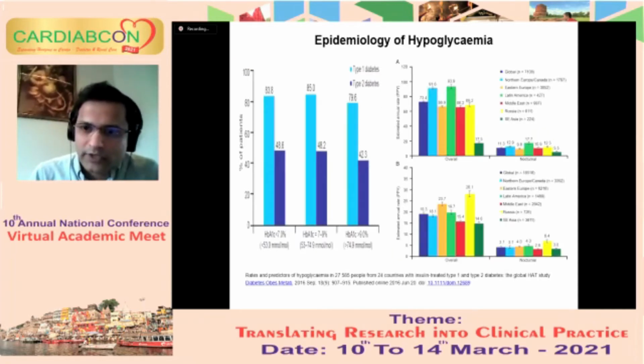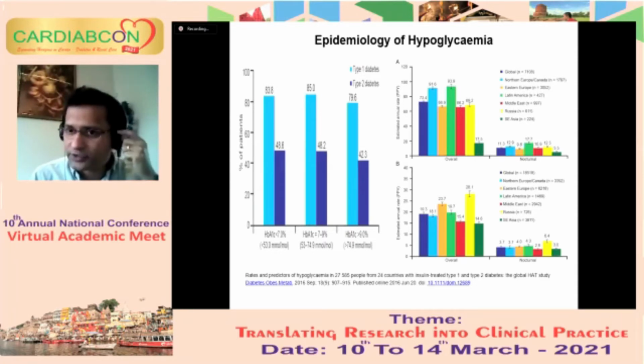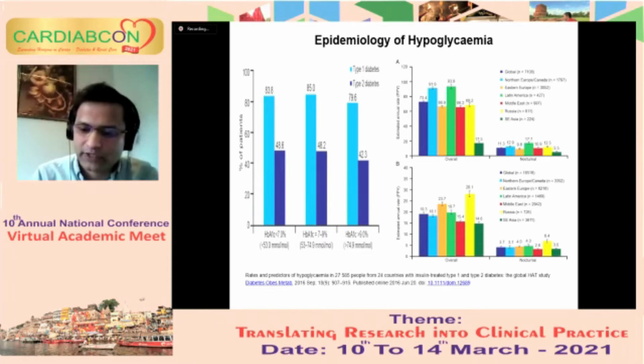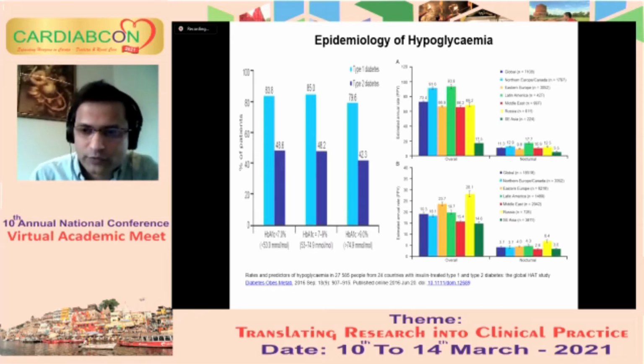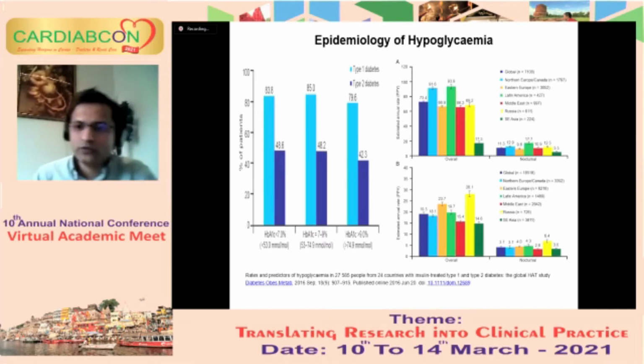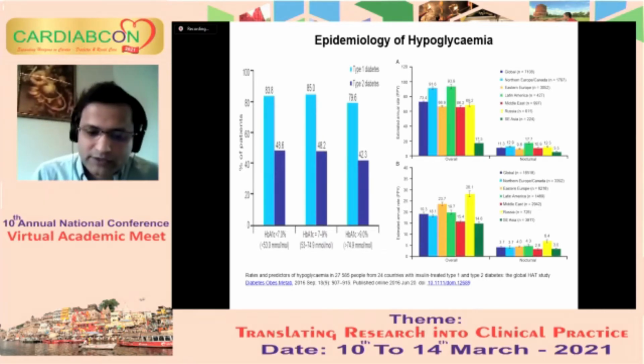When we look at the epidemiological studies, this is a very beautiful study called the global HAT study. It was carried out in 24 countries, and they studied type 1 and type 2 diabetes populations to look at the risk of hypoglycemia. The study used a blood glucose diary: patients monitored and wrote down their blood glucose. All patients were more than 18 years of age and had been on insulin for nearly 12 months. A large population was involved: nearly 19,000 with type 2 diabetes and more than 8,000 with type 1 diabetes.